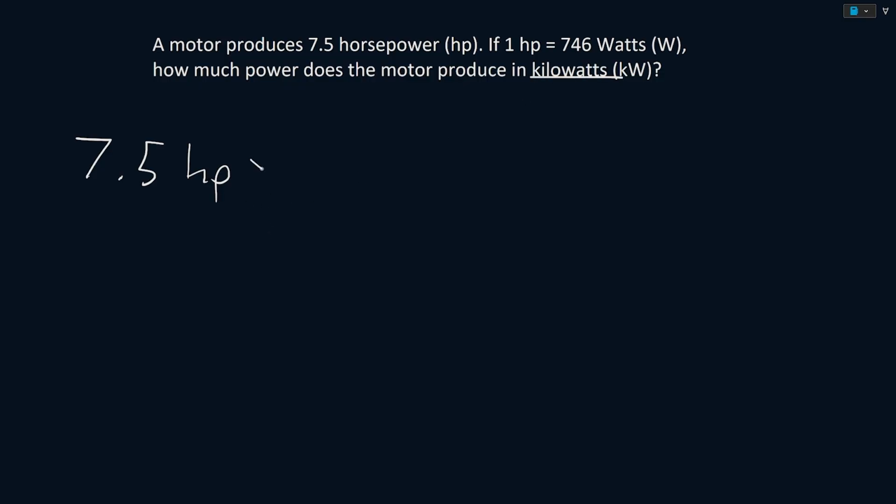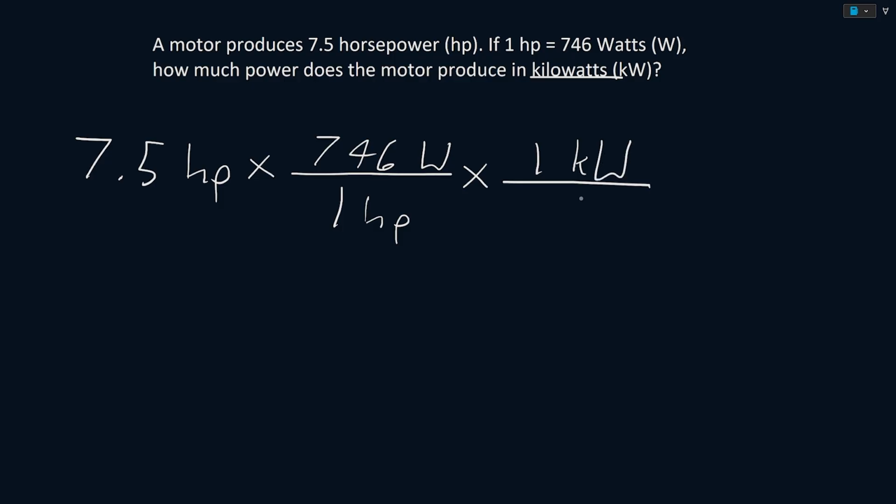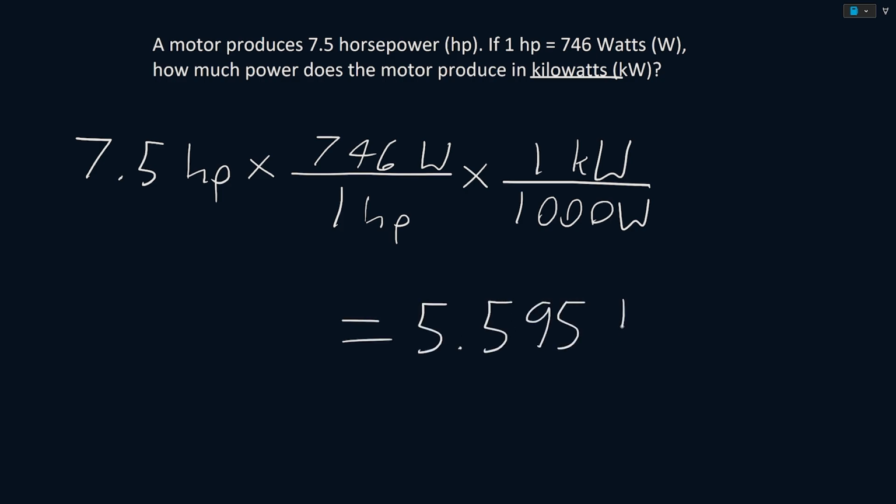First, we have to convert the horsepower to watts by multiplying by our conversion factor of 746 watts per 1 horsepower. Then we can convert our watts to kilowatts by multiplying by our conversion factor of 1 kilowatt is equal to 1,000 watts. Solving this, we get that 7.5 horsepower is equivalent to 5.595 kilowatts.